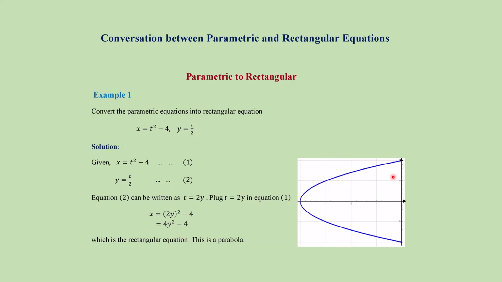Its shape is like this. When y is 0, then x is negative 4. And when x is 0, then you will get the corresponding y values here and here, and you can draw the shape of a parabola.